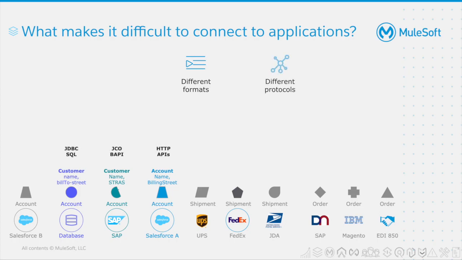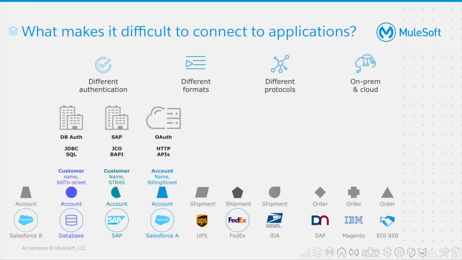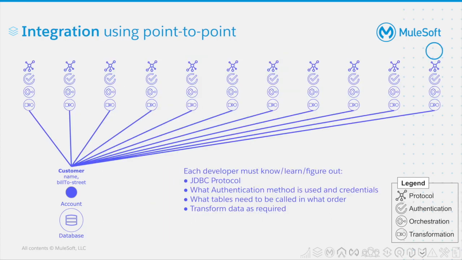We have different protocols required to access that information in those back-end systems. We have different authentication methods and different ways we're authorized to get that information. And some stuff runs on-prem and some stuff runs in the cloud. Combine all this together and it makes it very, very difficult for the different integration teams to get that information.